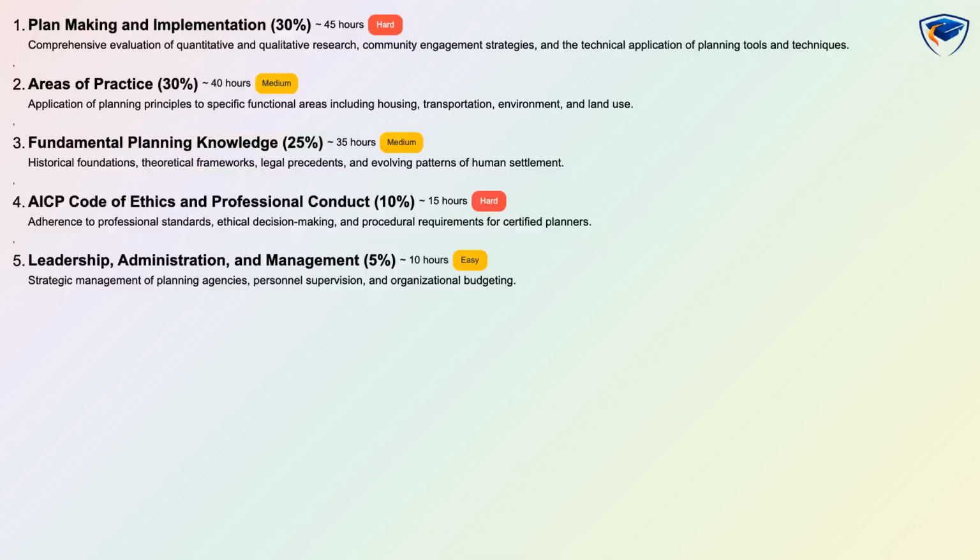The exam is divided into 5 domains with exact weights you must know. Plan making and implementation 30%, areas of practice 30%, fundamental planning knowledge 25%, AICP Code of Ethics and Professional Conduct 10%, and leadership, administration, and management 5%. Expect a mix of conceptual questions and scenario-based items, with recommended study time varying by domain. Use these percentages to prioritize study time and practice scenarios.